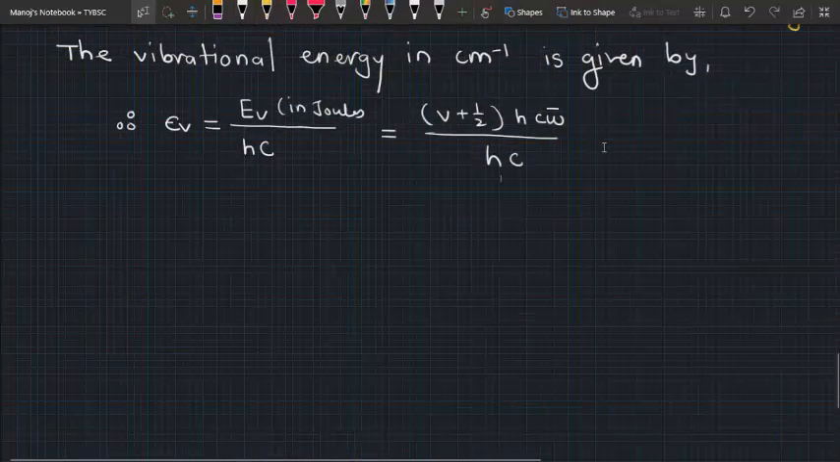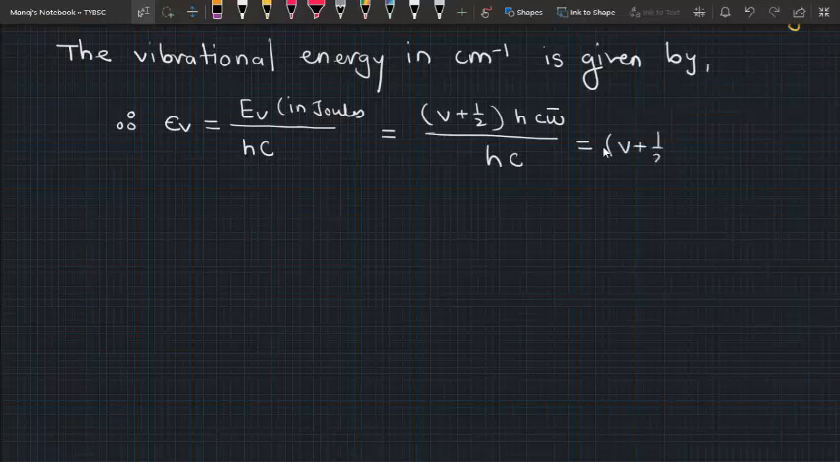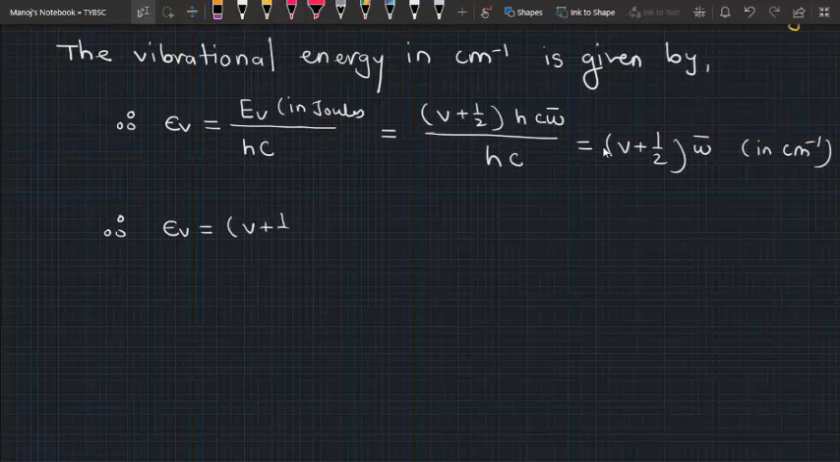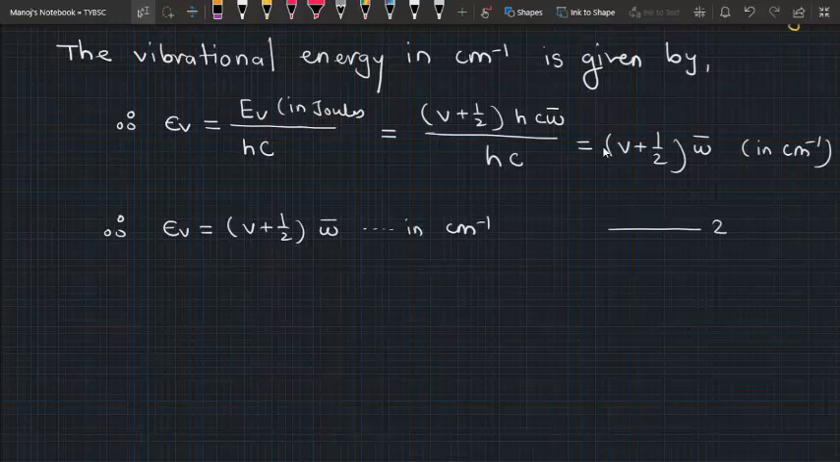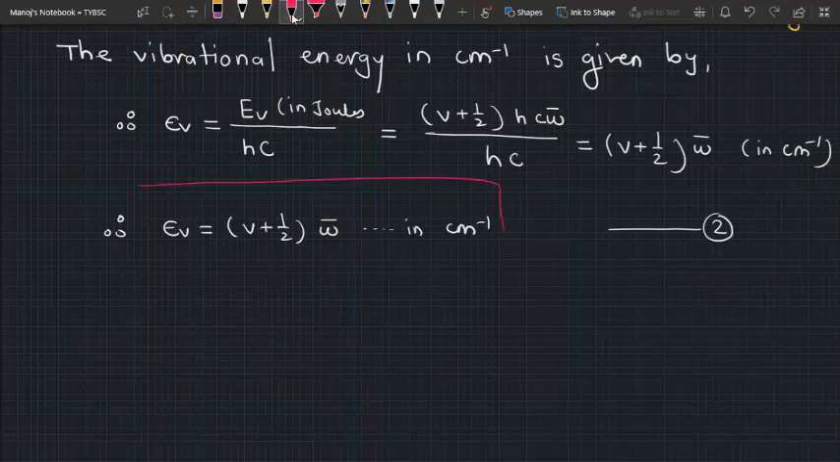Now simplify this, so we get v plus 1 half. This hc and hc will cancel out, and what remains is omega bar, which is in centimeter inverse. So the vibrational energy in centimeter inverse is epsilon v equal to (v plus 1 half) omega bar. This is equation number 2. This is a very important equation. This is the vibrational energy of a vibrating diatomic molecule.